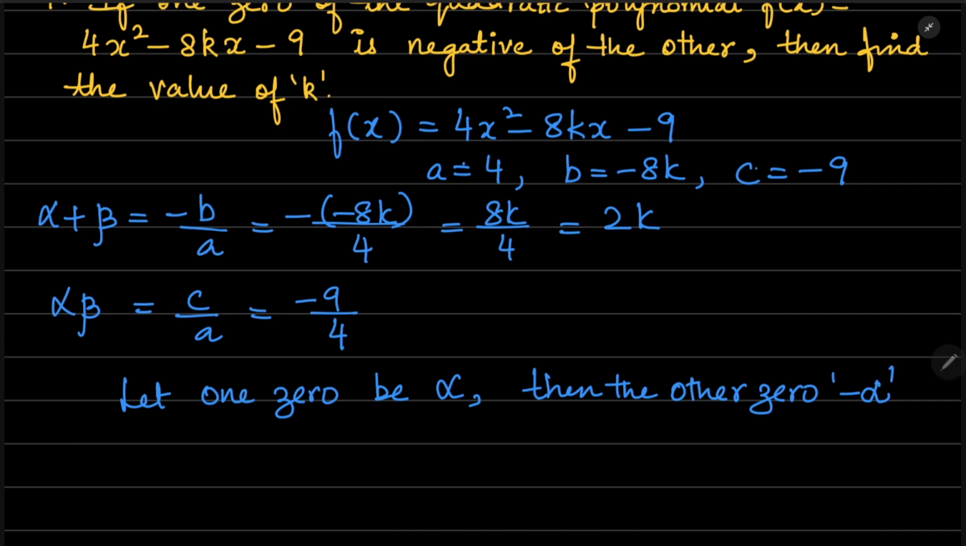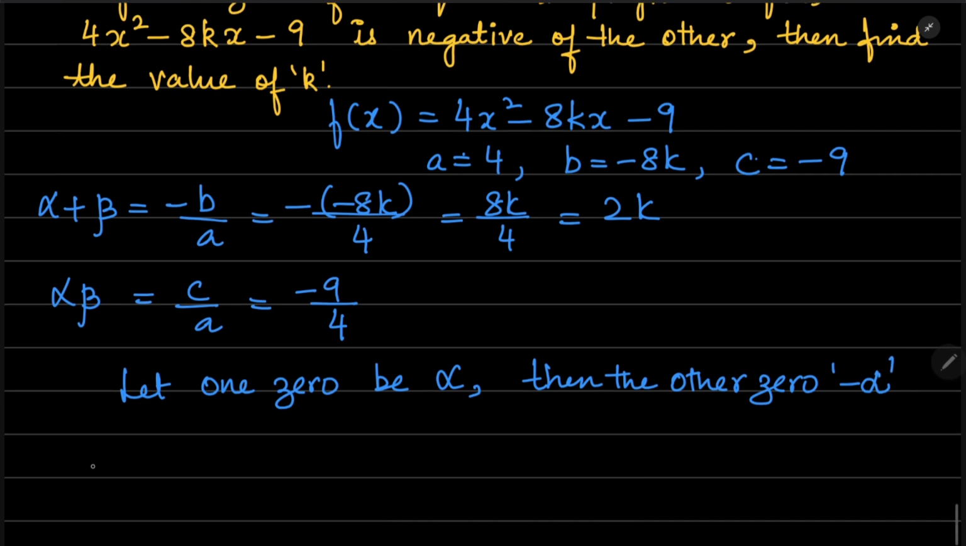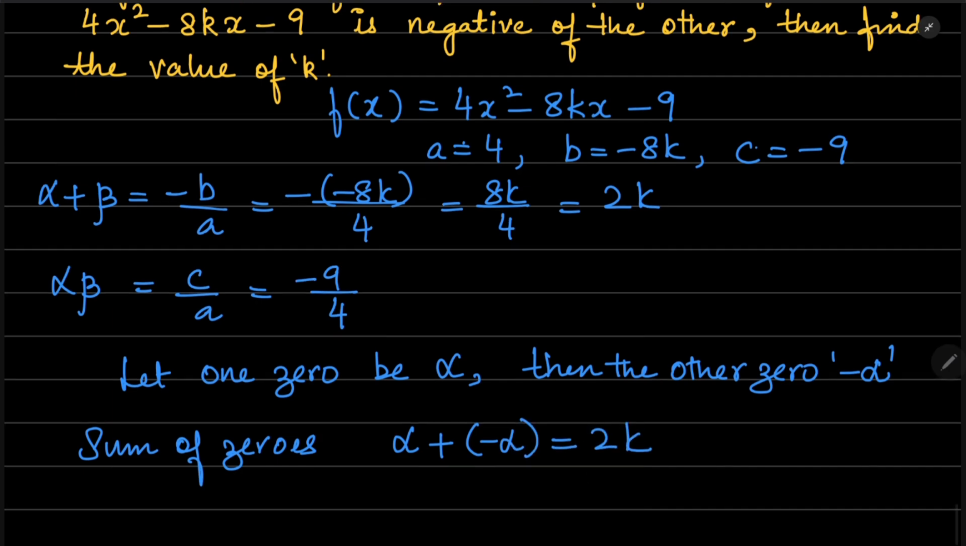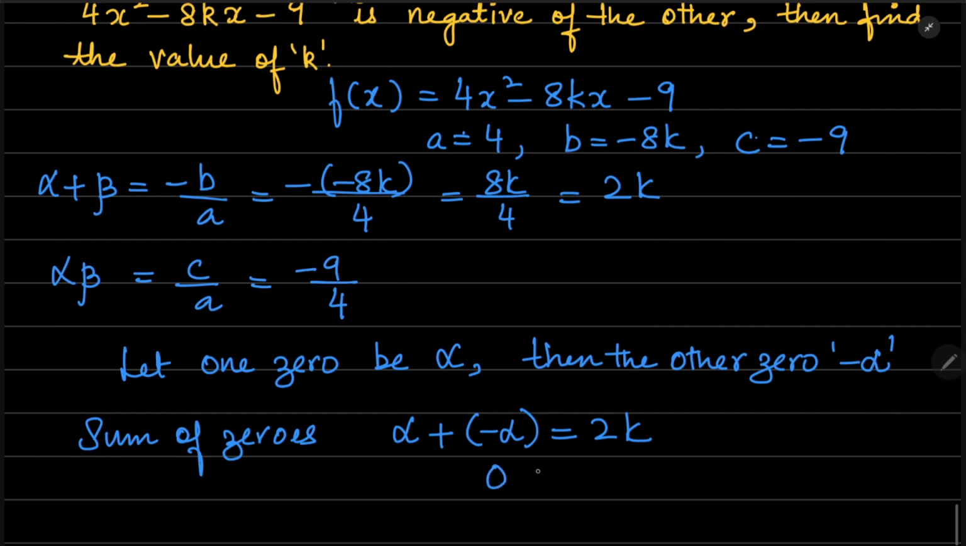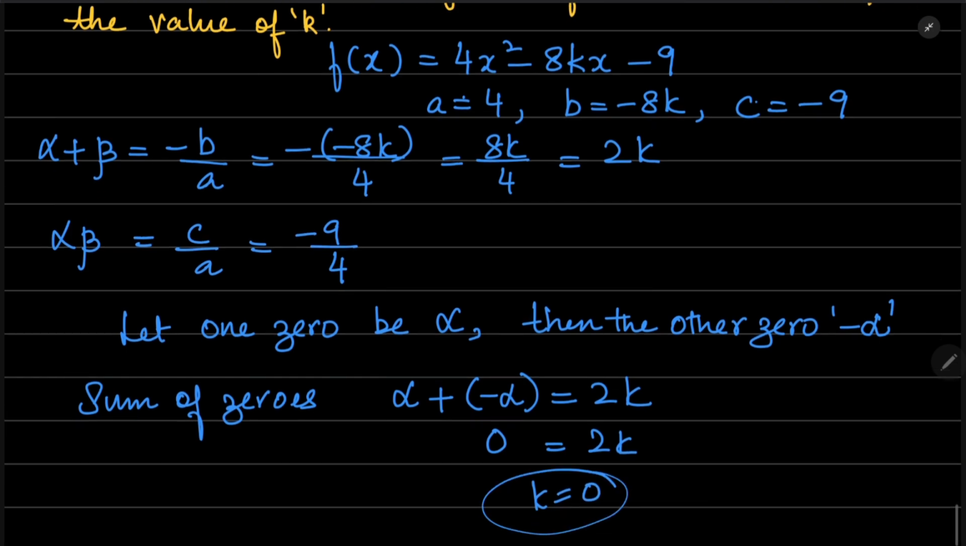Negative, right? Minus alpha. Now let us calculate the sum. Then the sum of the zeros will be alpha plus minus alpha is equal to minus b by a. What is minus b by a? 2k, right? So alpha minus alpha is 0, equal to 2k, or you get k is equal to 0. Okay, so this is your answer.